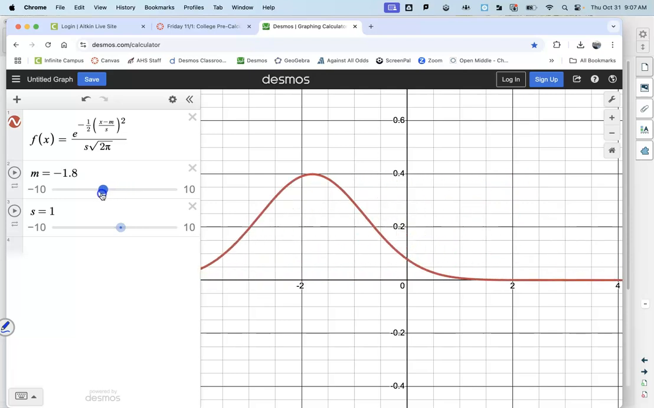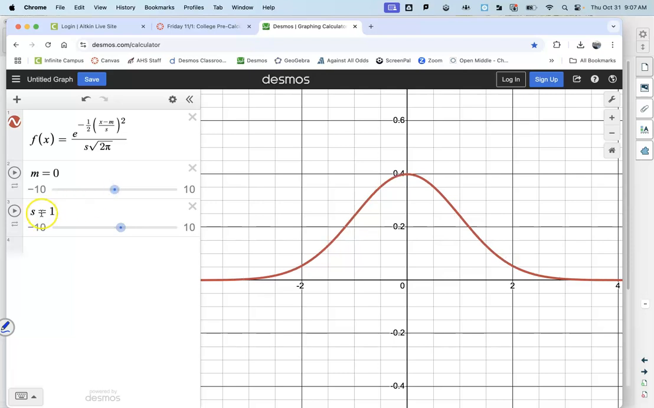Unless, of course, m is negative, then it moves it to the left. It's a transformation. All right, let me put the mean back at 0. Now, the standard deviation I have set at 1. What happens as I change the standard deviation?